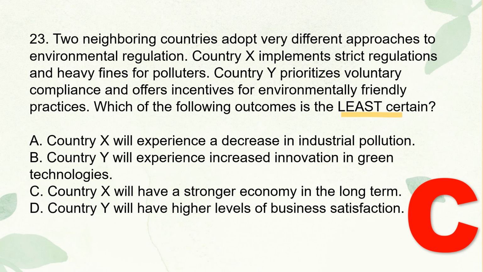And for letters A, B, and D, these outcomes are more directly linked to the policies. The strict regulations are likely to reduce pollution. Incentives are likely to encourage green innovation. For letter D, voluntary compliance is likely to lead to greater business satisfaction than heavy fines. So letter C is the best answer.